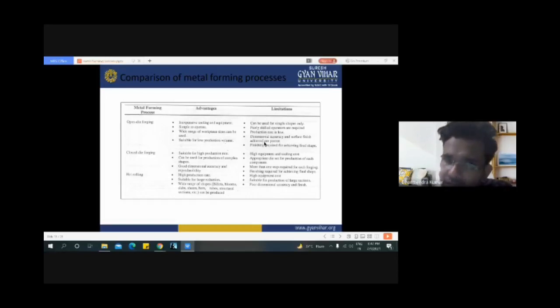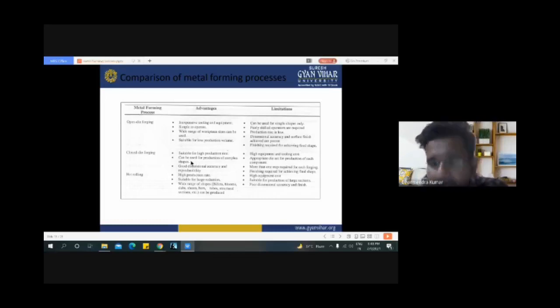These are the limitations of open die forging: it can be used for simple shapes only, fairly skilled operators are required, production rate is low, and dimensional accuracy and surface finish achieved are poor. Finishing is required for achieving the final shape, which means we have to trim the object after open die forging.